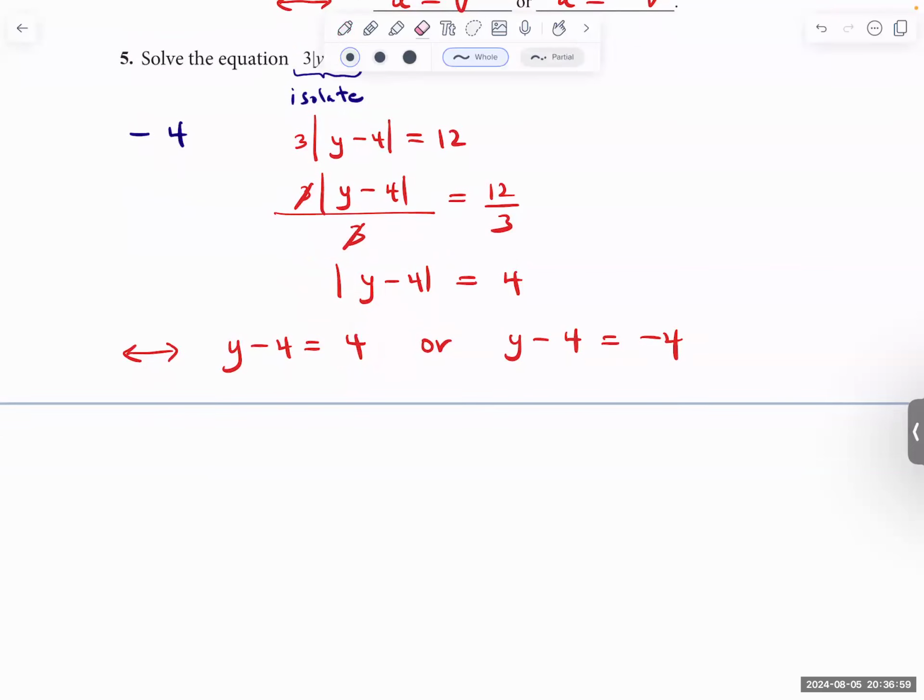So for the first equation to solve, we'll add 4 to both sides. So y equals 8, or adding 4 to both sides, negative 4 add 4 is 0. So the two possible solutions are 8 or 0.